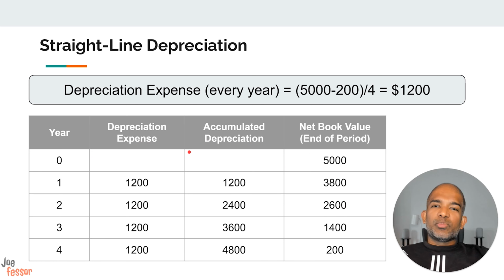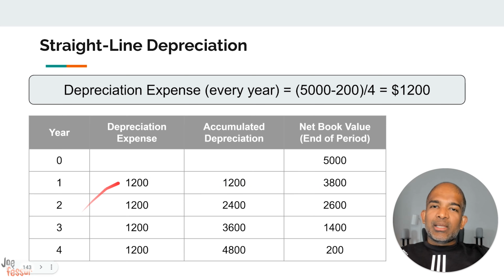So when the equipment was purchased, it had a value of $5,000. So at the beginning, it was worth $5,000. In year 1, the depreciation expense was $1,200. So the total accumulated depreciation is also $1,200. Now the book value at the end of year 1 is $3,800, which is 5,000 minus $1,200, which is $3,800.